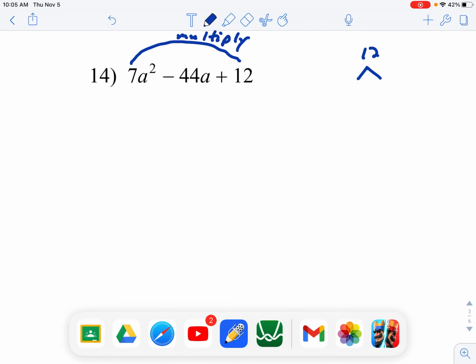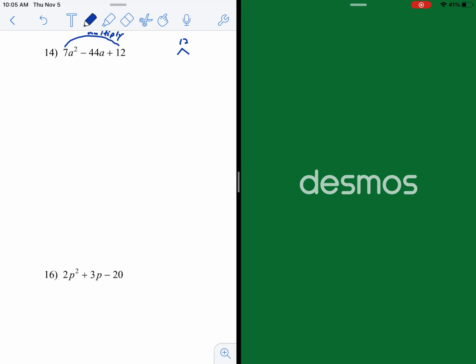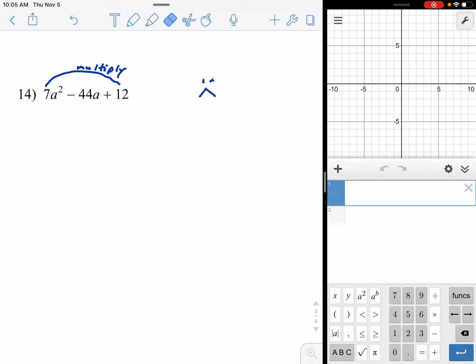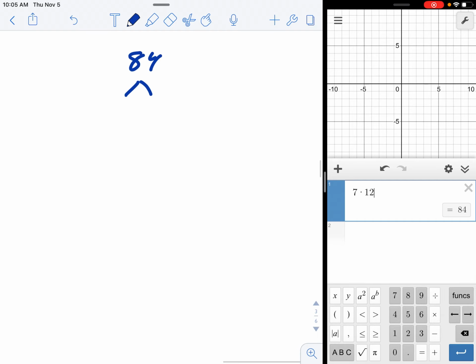And I'm going to use a calculator just because sometimes I get all into teaching and I make mental errors when I'm trying to do quick math. So I'm going to rely on the calculator for basically everything here. 7 times 12 is 84. And if you think about it, are you going to find two numbers that multiply to 12 and add up to negative 44? Absolutely not. That 7 there kind of throws a wrench in the works. It makes it much more complicated. So now I need to make this chart. And 84 is not the easiest number to work with.